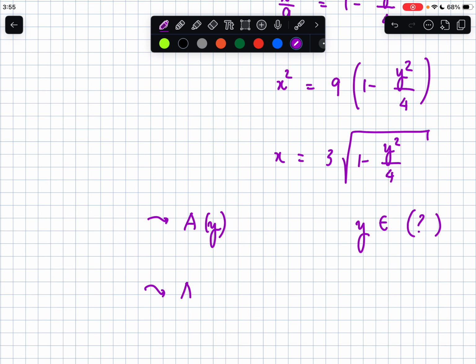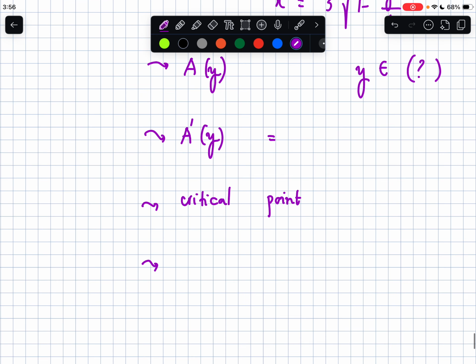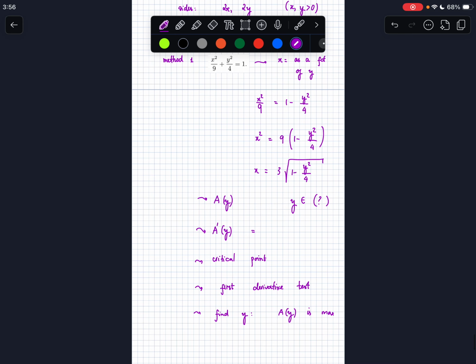You find A prime of y, find the critical point. Take the first derivative test. Compute the table. First derivative test. That's what we did. Find y so that A of y is max, and then compute it. So that is a general strategy we usually use.